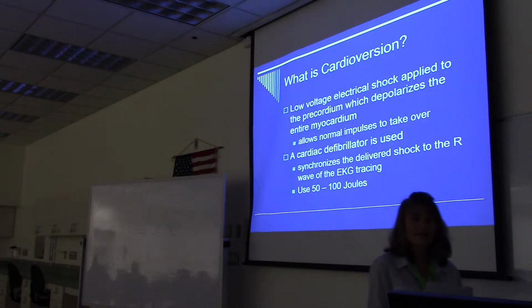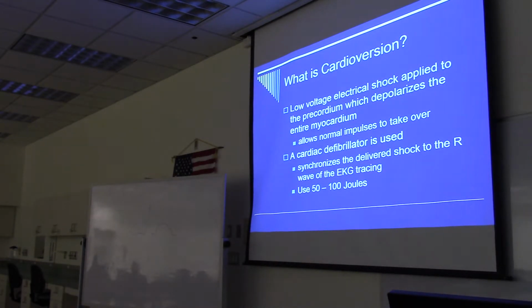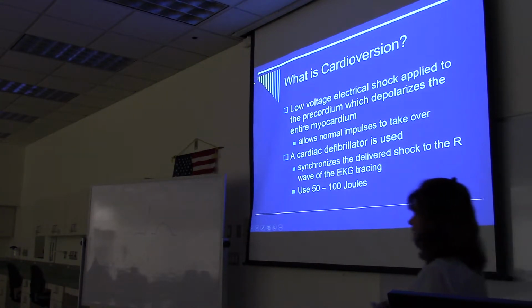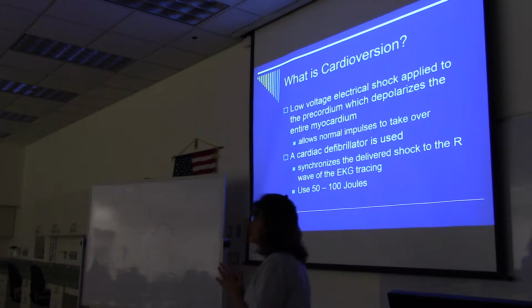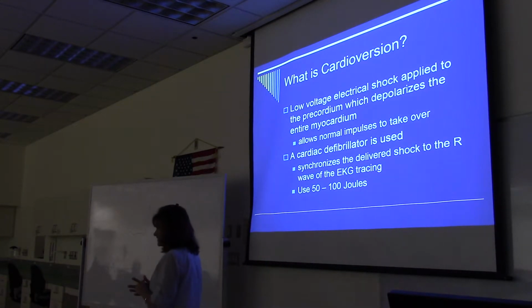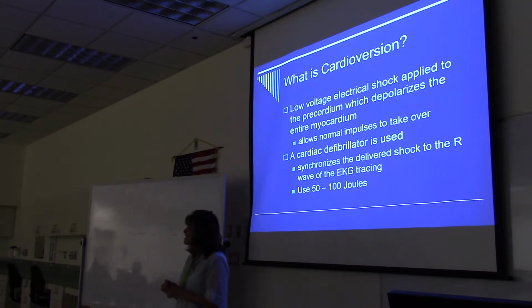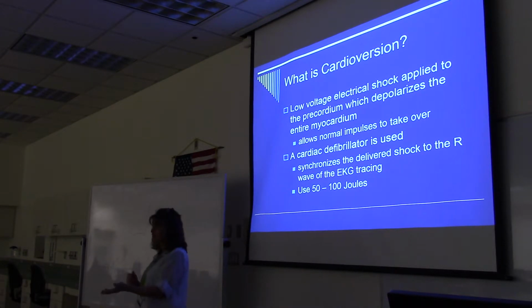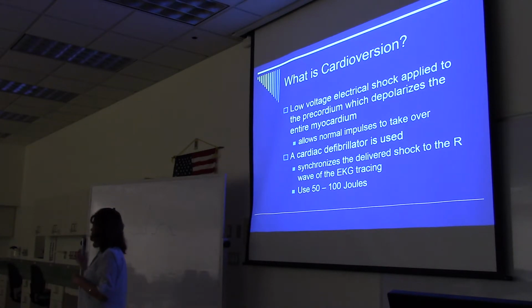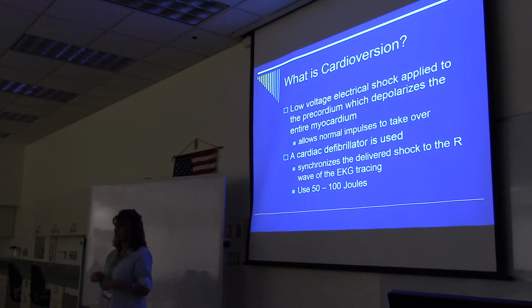It tells you that a cardiac defibrillator is used, and it synchronizes the delivered shock. It has to hit on the R wave of the EKG tracing. So, what's another name for an R wave? Yeah, the QRS complex, or the R wave, same thing. So when the shock is delivered, it has to be synchronized with the monitor, and as soon as the QRS occurs is when the shock gets delivered.